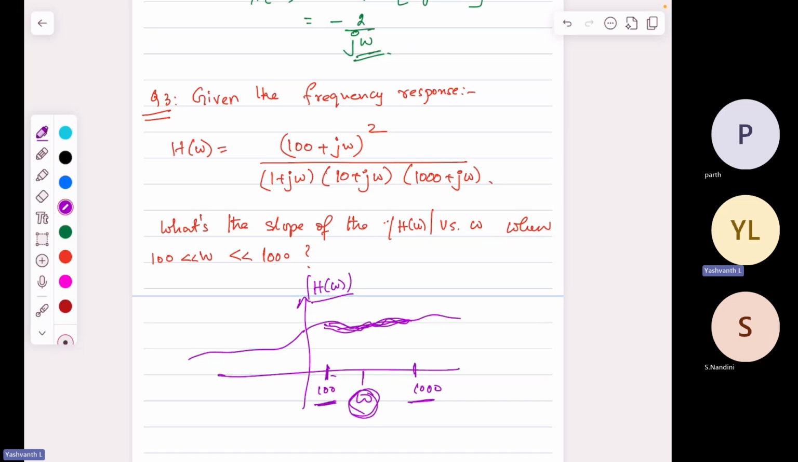That's the question. For your information, this curve, which plots the magnitude of the frequency response of a system as a function of frequency, is also called the Bode magnitude plot, or simply the Bode plot.